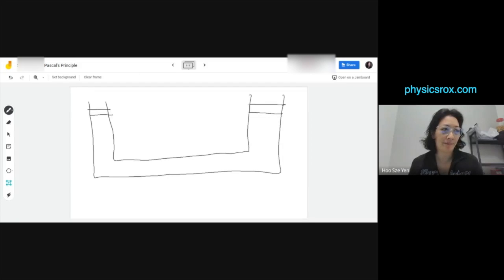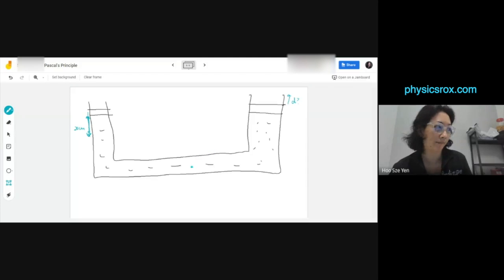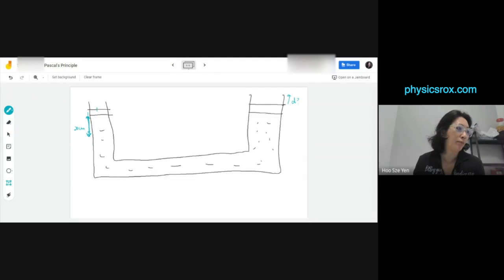Sometimes the question we ask you, let's say, about distance, they will tell you, okay, we push the input piston down to, let's say, a distance of 20 cm, they'll ask you, then this piston goes up, how much is the distance? They may ask you this. It's not in your textbook, but they may ask you this. That means we push down so that it comes down to 20 cm.